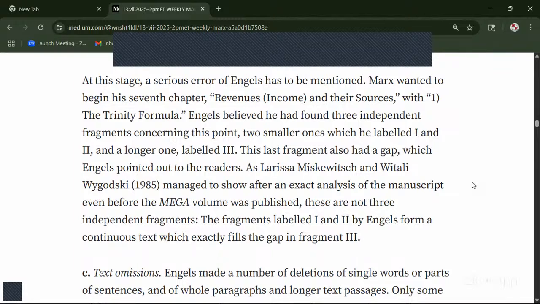As Larissa Miskovich and Vitaly Vygotsky managed to show after an exact analysis of the manuscript, even before the MEGA volume was published, these are not 3 independent fragments. The fragments labeled 1 and 2 by Engels form a continuous text, which exactly fills the gap in fragment 3.